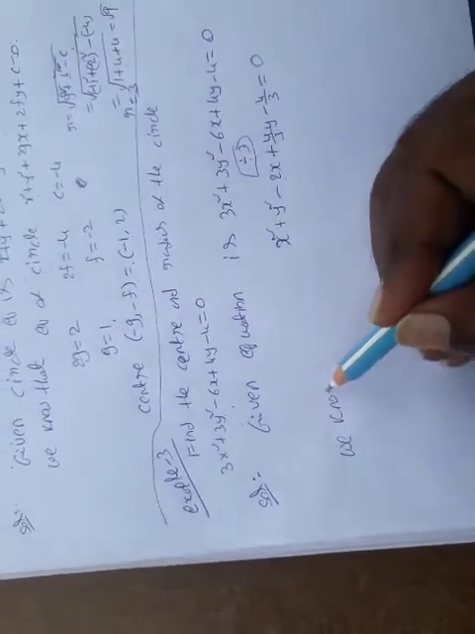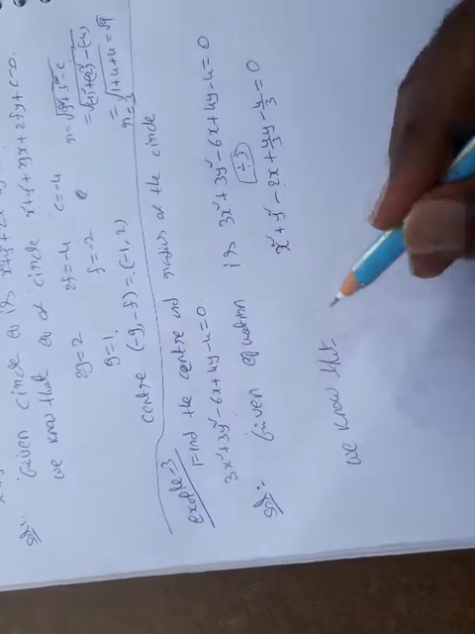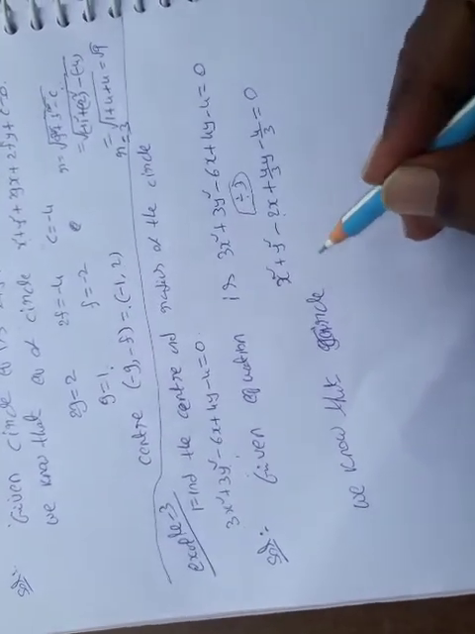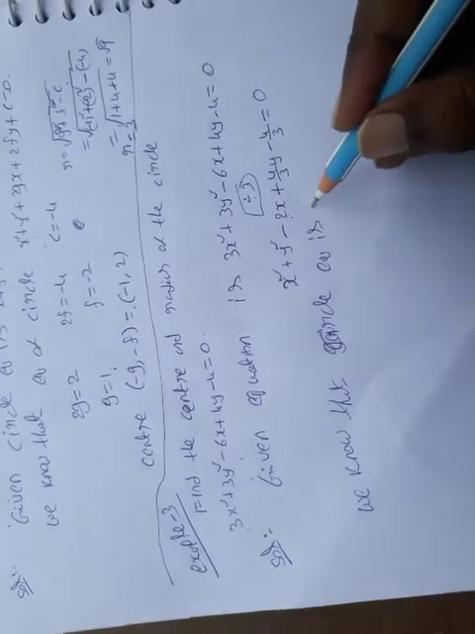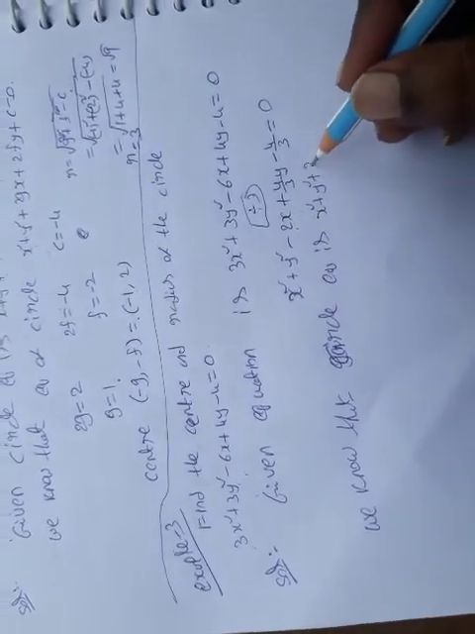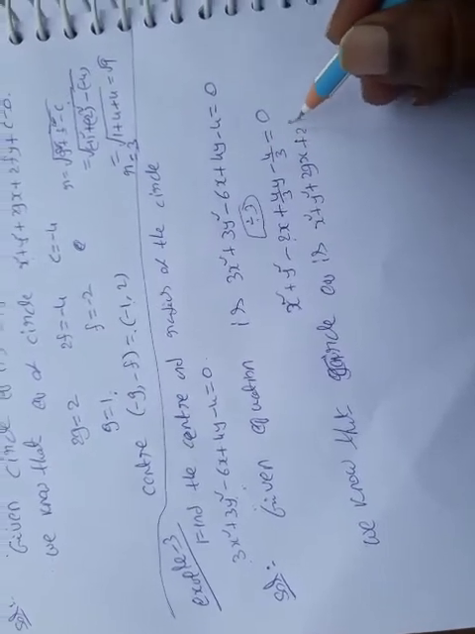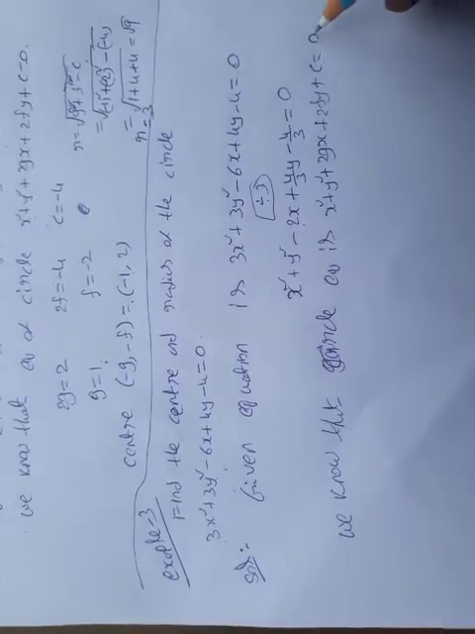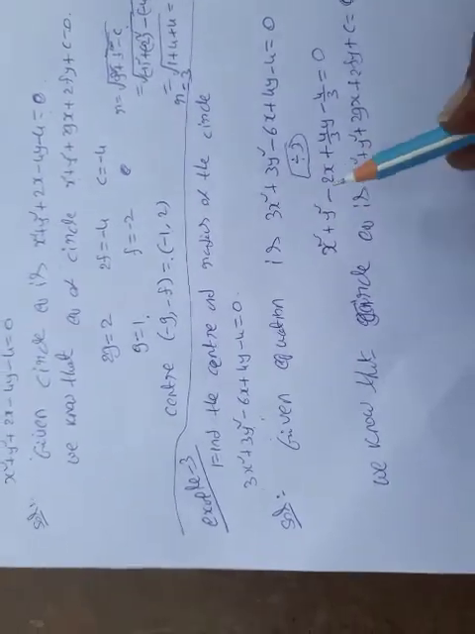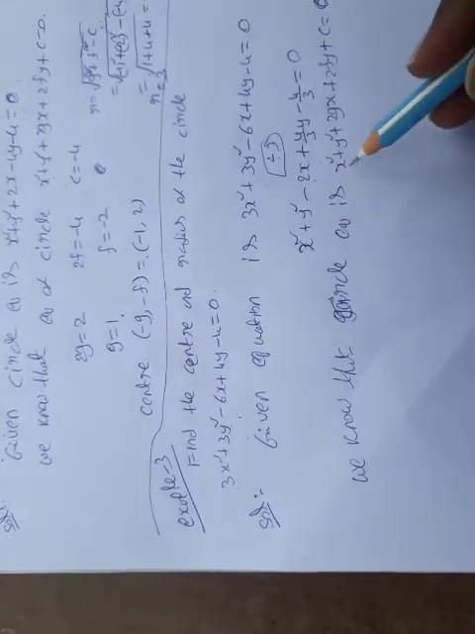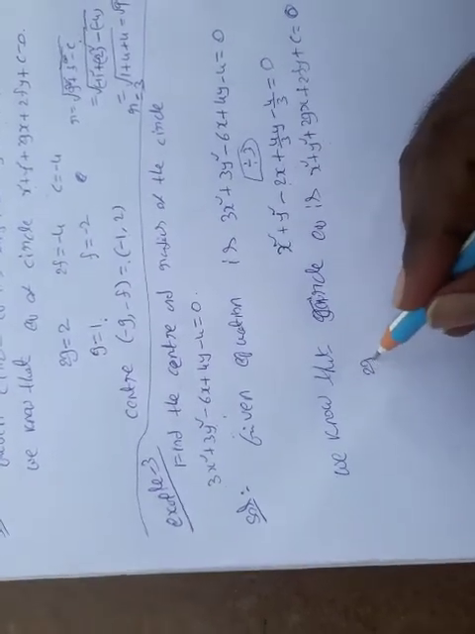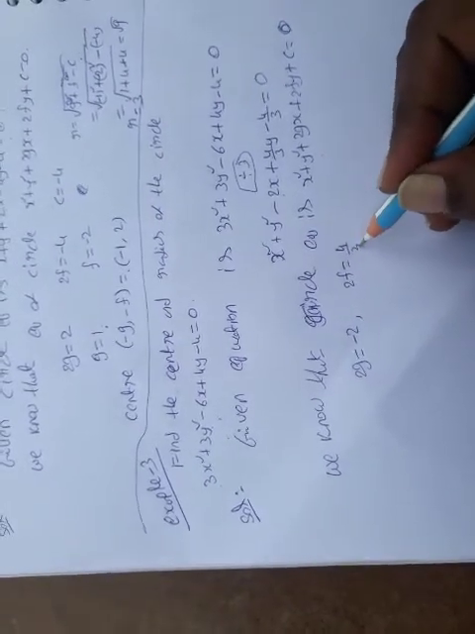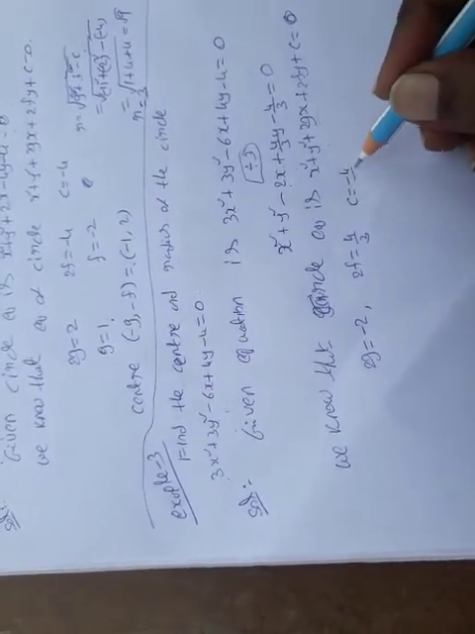We know the general form of the circle equation is x square plus y square plus 2gx plus 2fy plus c is equal to 0. For finding the center and radius, we compare these two equations. 2g is equal to minus 2, 2f is equal to 4 by 3, c is equal to minus 4 by 3.